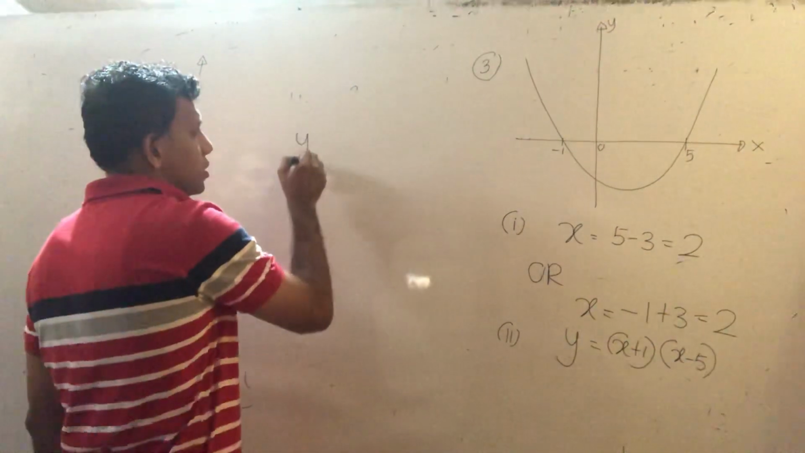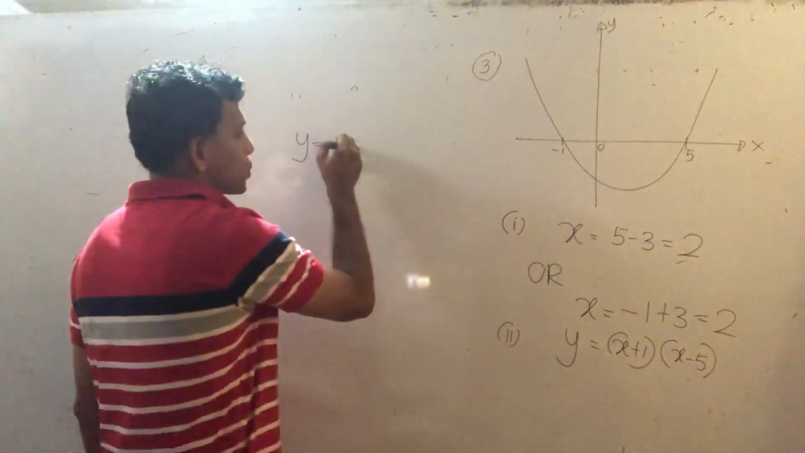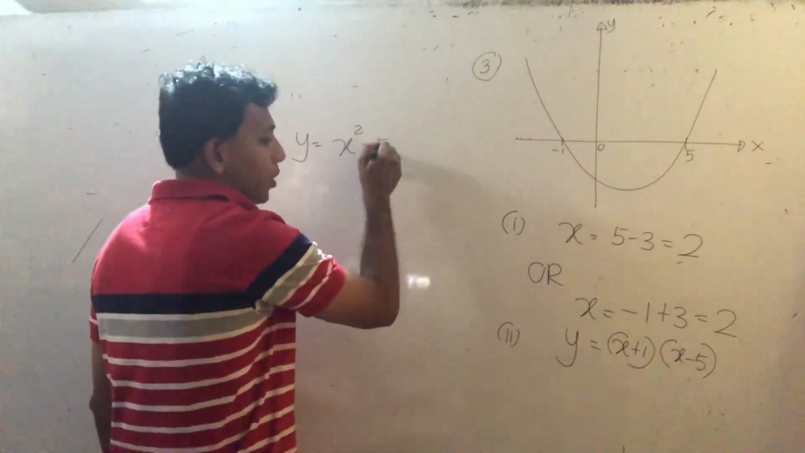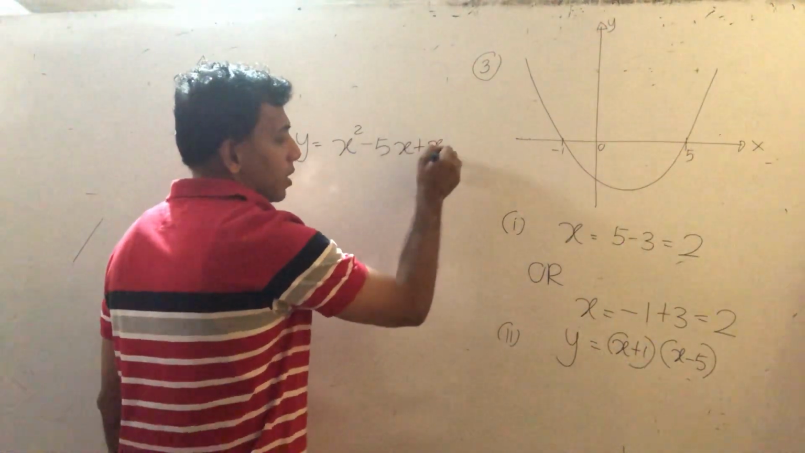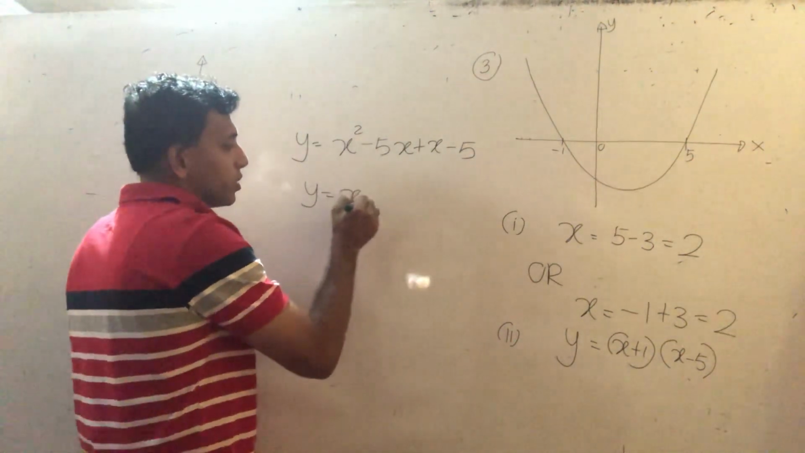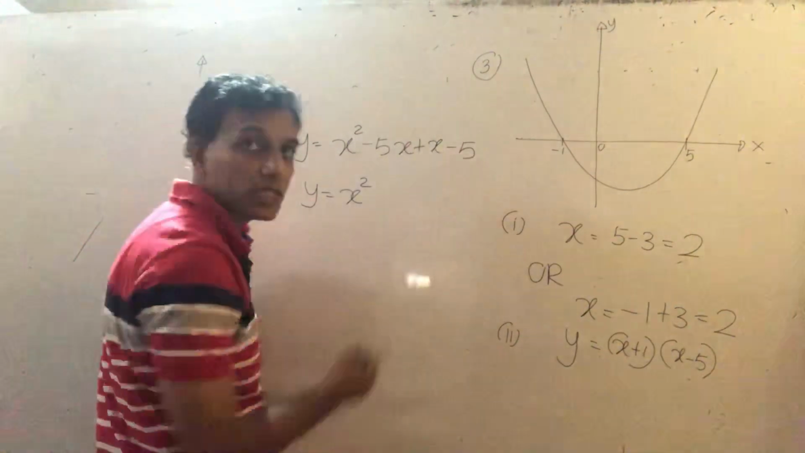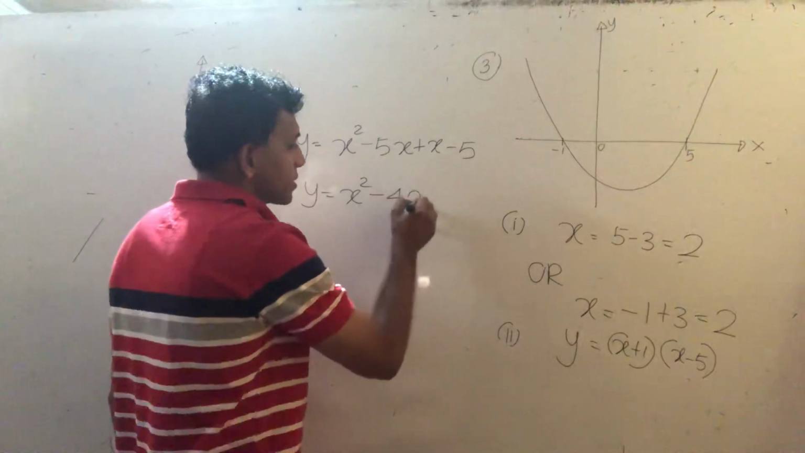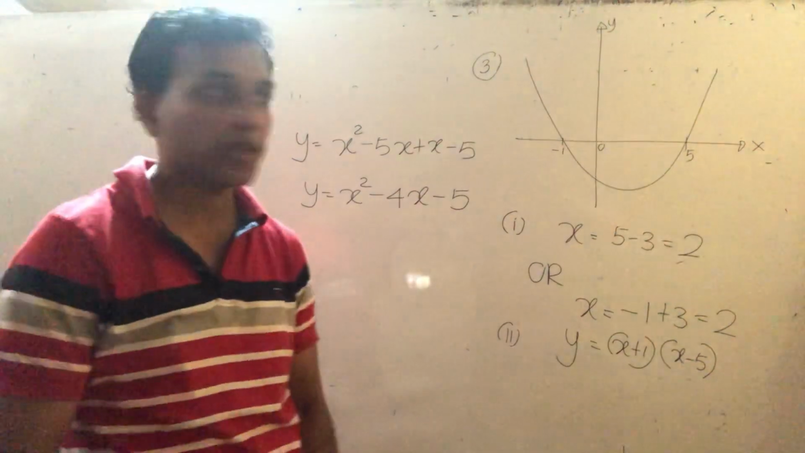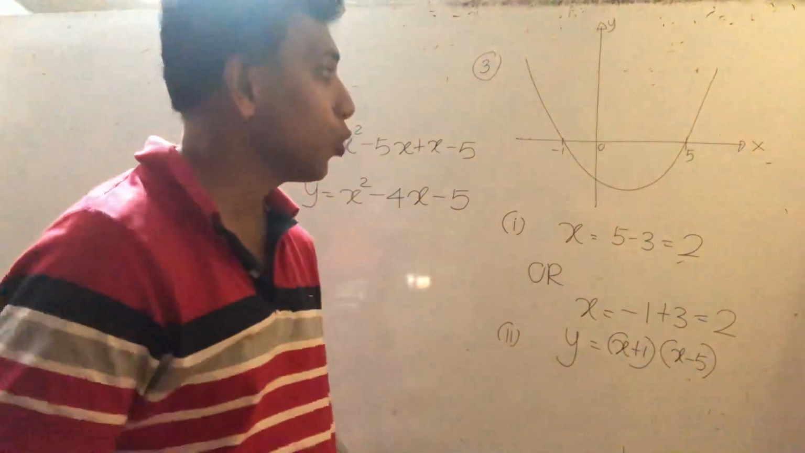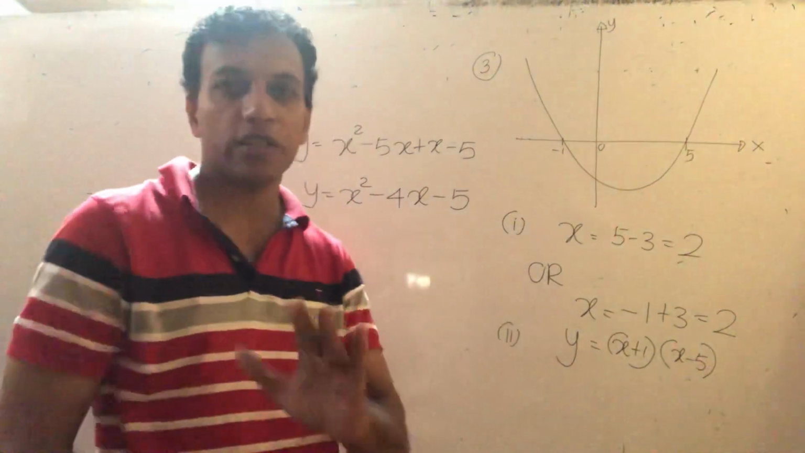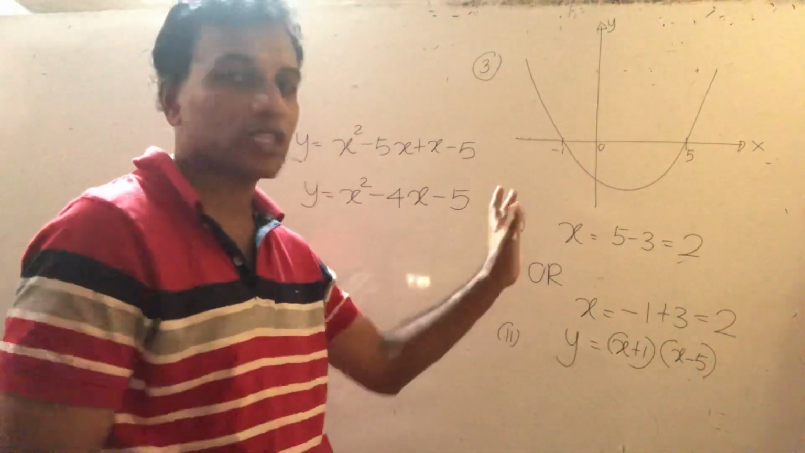So y equals, multiply the brackets: x squared minus 5x plus 1x minus 5. So y equals x squared minus 4x minus 5. Okay, it's the graph. So this is a very important part: how to answer without drawing, when the graph is given. That's the difference between the traditional problems and this question.